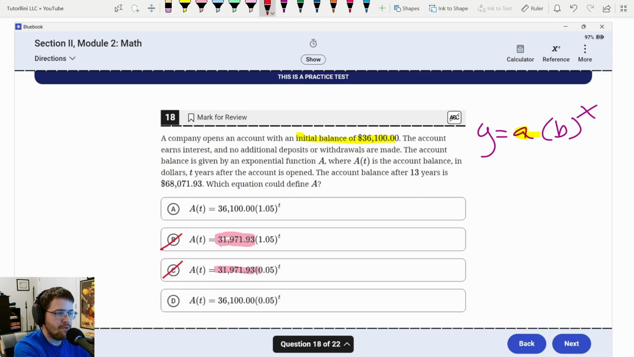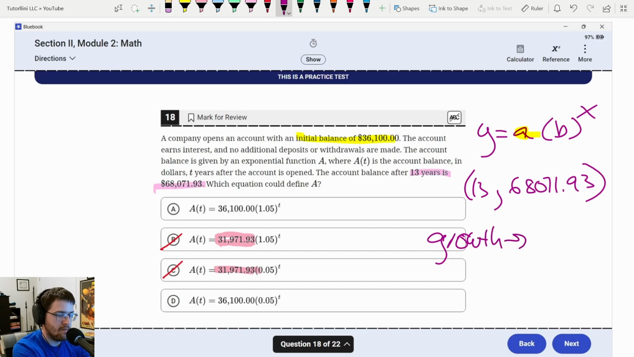So now I might actually have to do some computations to figure out if 13, 68,071.93 is on which of these, but you really don't have to do that. You just need to understand when exponential growth and decay happen. Providing everything's positive, there's no curveballs or anything, exponential growth happens when b is greater than 1, and decay, decreasing, happens when b is between 0 and 1.